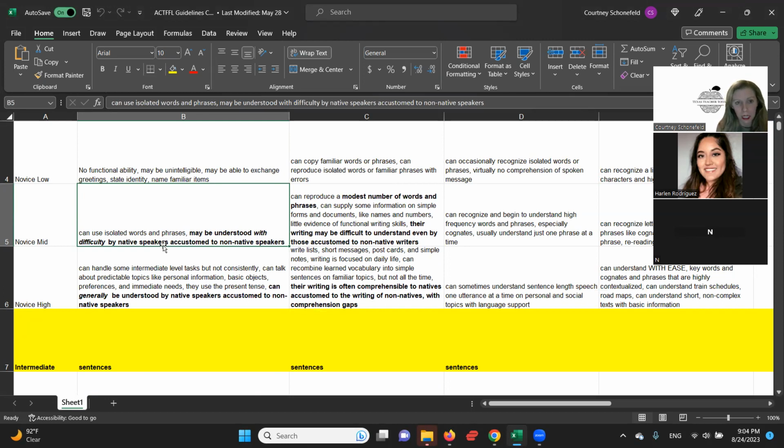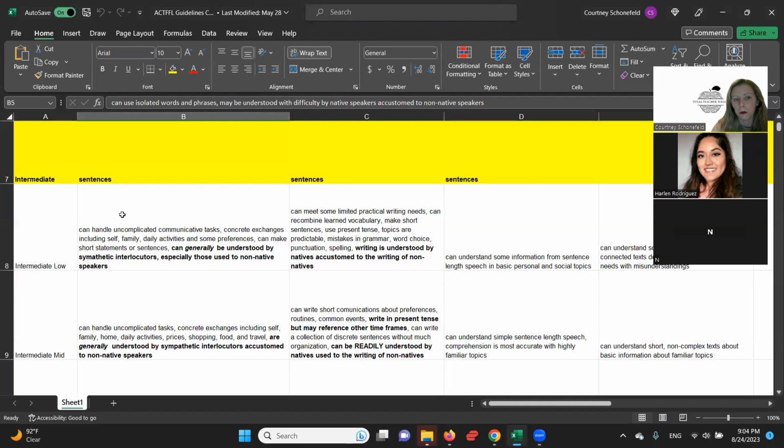And then we have novice high. Because this is a spectrum, right? Novice high is awfully close to intermediate low, so they can do some of the things intermediate low students could do. They can communicate about personal information, basic objects, preferences, and immediate needs. They're conjugating verbs, using the present tense, and they can generally be understood by native speakers accustomed to non-native speakers. And then we have intermediate low.